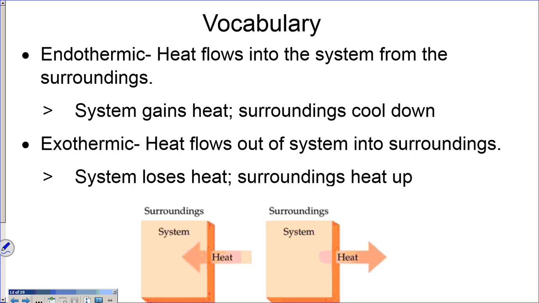So I've used these a couple times already from Chem 1. Remember, we talked about things being endothermic or exothermic. Remember, the prefix endo means in, so heat is going to flow into the system from the surroundings. So the system is gaining heat and the temperature is going up while the surroundings are cooling down. Whereas exothermic, remember, exo means out, so heat is flowing out of the system into the surroundings. So the system is losing heat and cooling down while the surroundings are heating up.